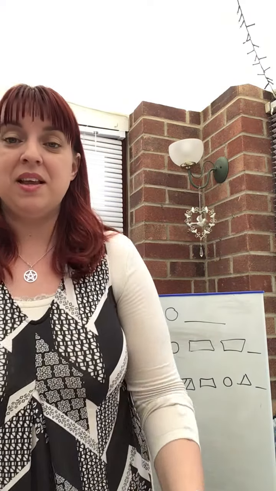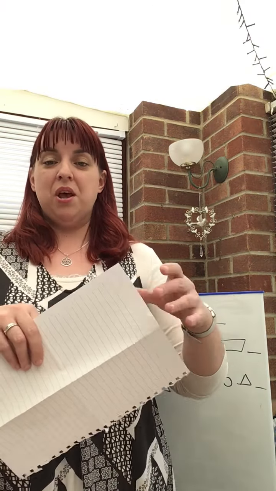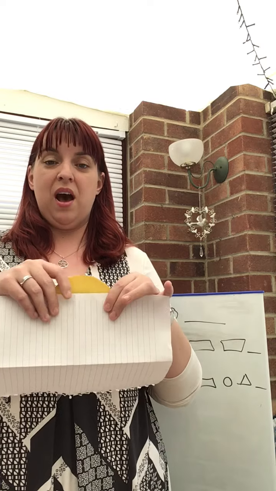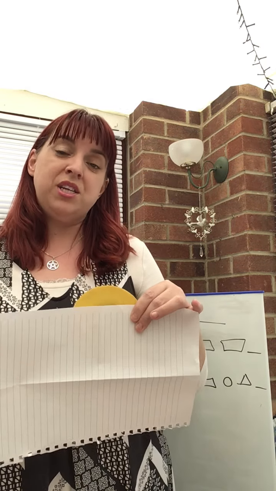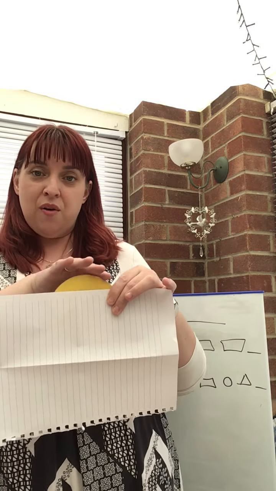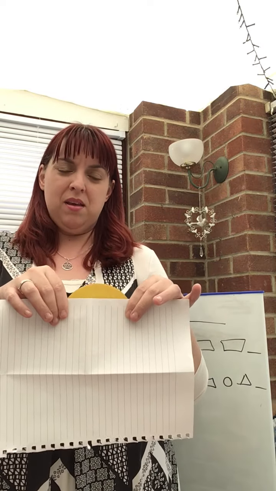So a way to get children more familiar with 2D shapes is to play what shape could I be. So you pick a shape, you cover part of it up. This is when the children's knowledge of whether it has a curved part of the shape or whether it has a straight side is really useful. So what shape could it be? Could it be a triangle? Why? Why not?